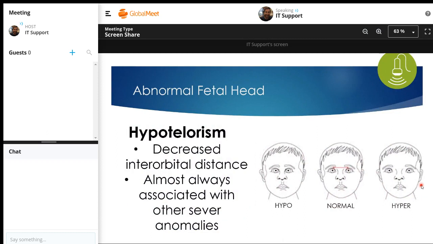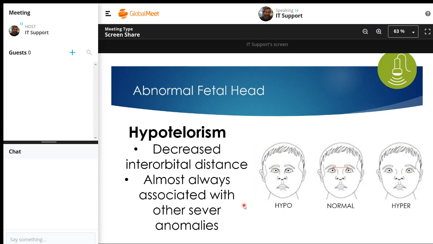So hypotelorism, we're going to talk about the eyes. This has to do with the distance between the eyes. Decreased intraorbital distance, so the eyes are too close together. This is almost always associated with other severe anomalies. If you remember when we were talking about holoprosencephaly, we were talking about abnormal eye placement, specifically cyclopia, but this can be commonly associated with holoprosencephaly, so the eyes that are too close together, hypotelorism.